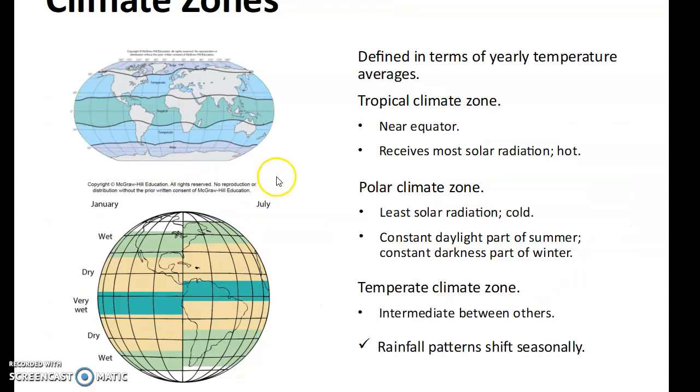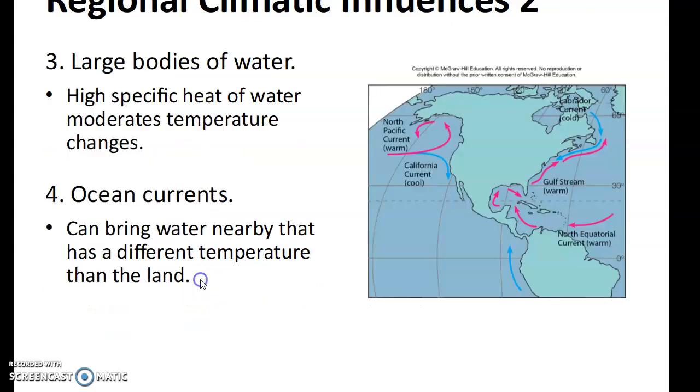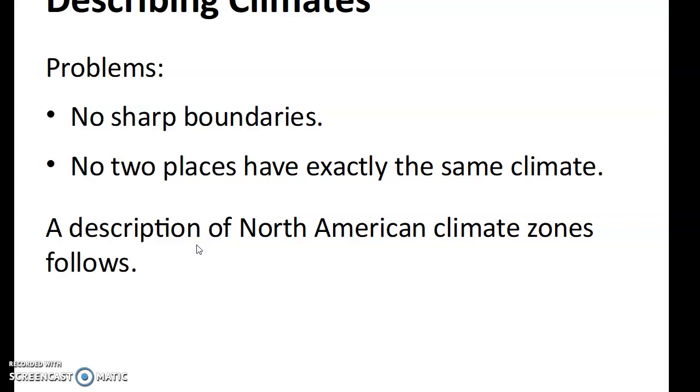And then the climate zones. Near the equator, the polar climate, temperate climate, and rainfall patterns shift seasonally. And then the climate is influenced by altitude, mountains, as well as large bodies of water and ocean currents. In describing climates, the problem is there are no sharp boundaries. No two places have exactly the same climate.